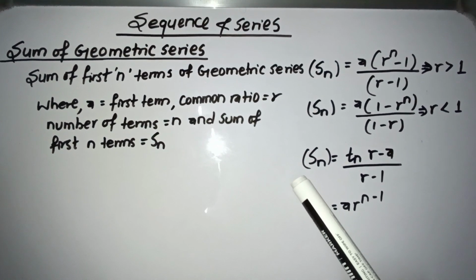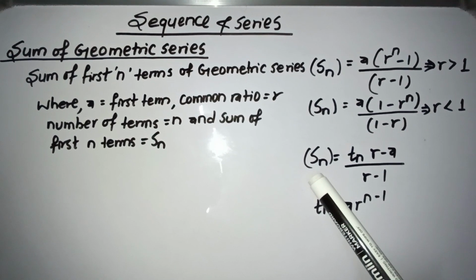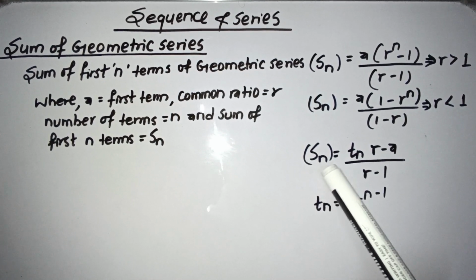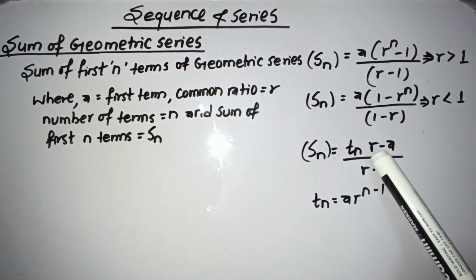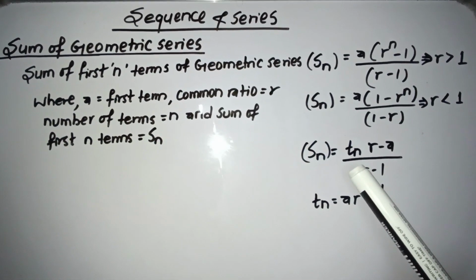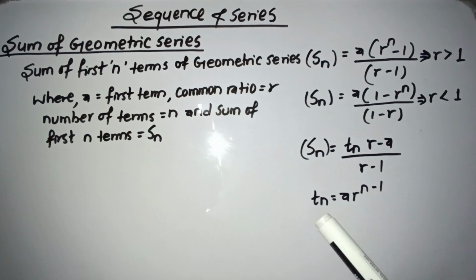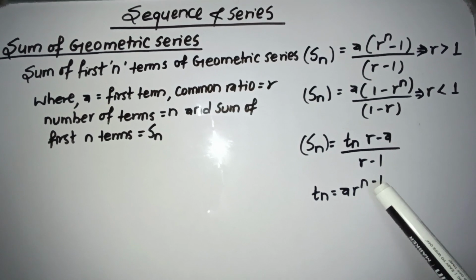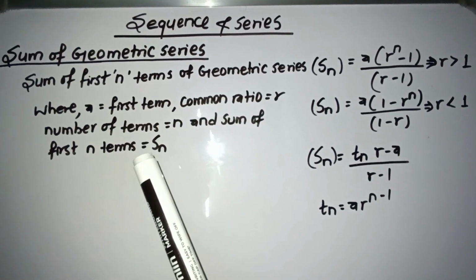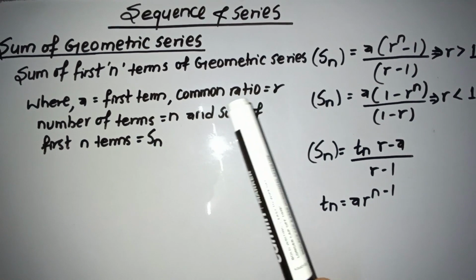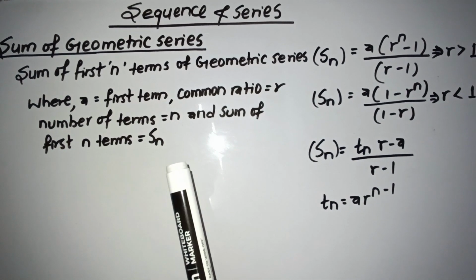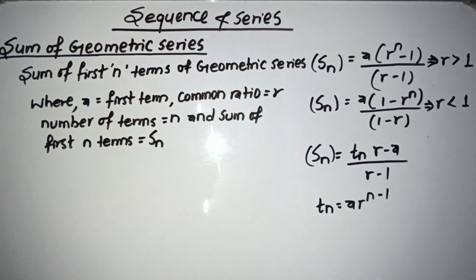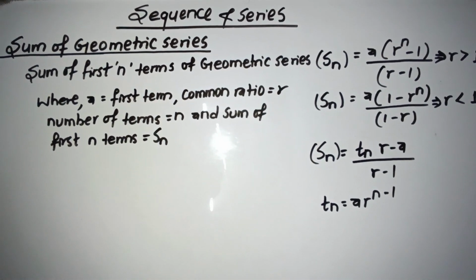And if we are going to calculate the sum of the first n terms of a geometric series, and we have already been given the last term, then we use this formula, that is Sn is equal to (Tn r - a) divided by r - 1, where to calculate the nth term, Tn is equal to a r^(n-1), where a is the first term, r is the common ratio, n is the number of terms, and Sn is denoted as the sum of the first n terms. We will get more clarity by solving some numerical problems based on these formulas.